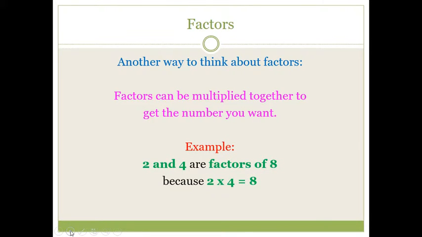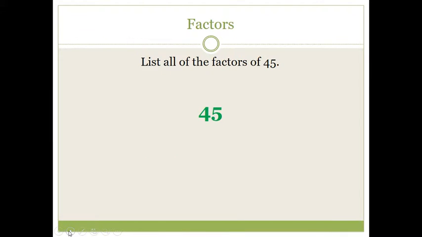So we'll do another example. Here we would say that 2 and 4 are factors of 8 because 2 times 4 is 8. Can you think of any other factors of 8? If you said 1 and 8, you are correct. So if I were to list all the factors of 8, they would be 1 and 8 because 1 times 8 is 8, and 2 and 4 because 2 times 4 is also equal to 8. And then I can't think of any other whole numbers that go into 8, so those are all the factors of 8.